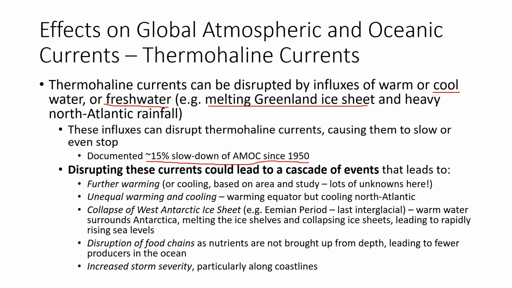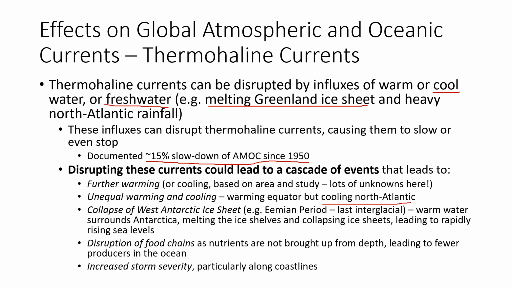And disrupting these currents can lead to a cascade of events. Those could include further warming. That warming could be more severe at the tropical regions because that warm water is not moving up north and redistributing that thermal energy. Those tropical seas may become hotter. It could also usher in cooler parts in the North Atlantic, and Northern Europe could be colder because that warm water in the tropics is staying in the tropics and not moving further north to warm up Northern Europe.